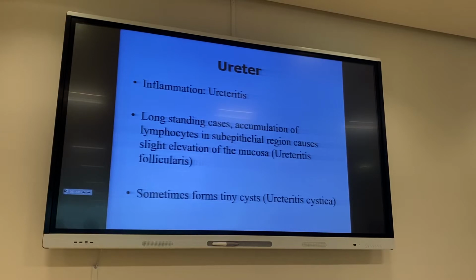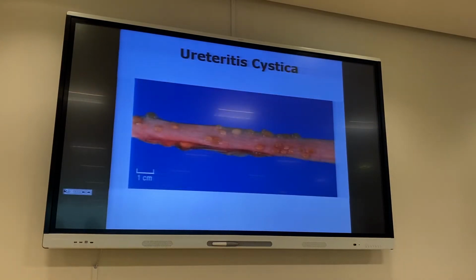At one point in time, these pseudo follicles are going to evolve with the chronicity of the condition, with the chronic inflammation. They will actually create a lumen, resulting in the formation of cysts that will rise above the urothelium, turning into what's known as ureteritis cystica.